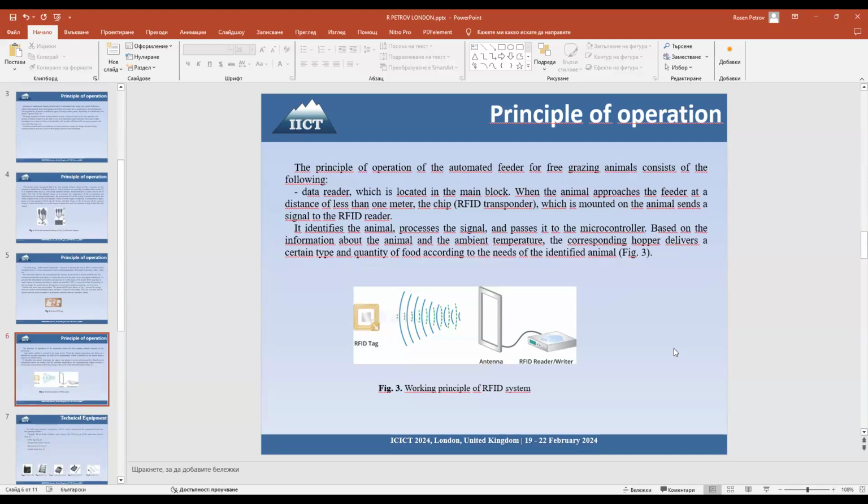The principle of operation of the automatic feeder for free grazing animals consists of the following components. The data reader is located in the main block, and when the animal approaches the feeder at a distance of less than 1 meter, the chip, which is mounted on the animal, sends a signal to the reader. It identifies the animal and then processes the signal. It passes to the microcontroller, and based on the information about the animal and the ambient temperature, the corresponding hopper delivers a certain type and quantity of food according to the needs of the animal which is approaching.